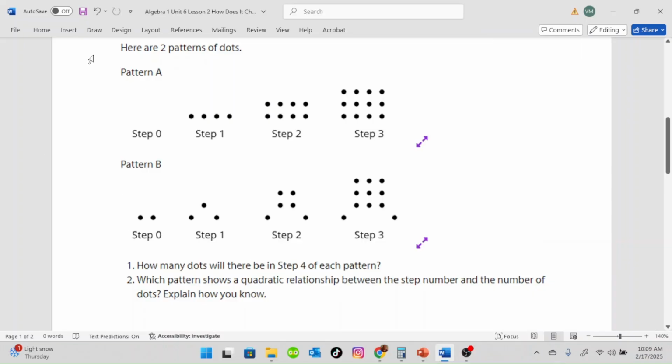Here are 2 patterns of dots, pattern A and pattern B. How many dots will there be in step 4 of each pattern? So again, look for ways to relate the step number.